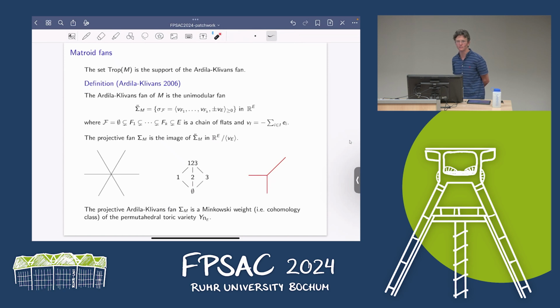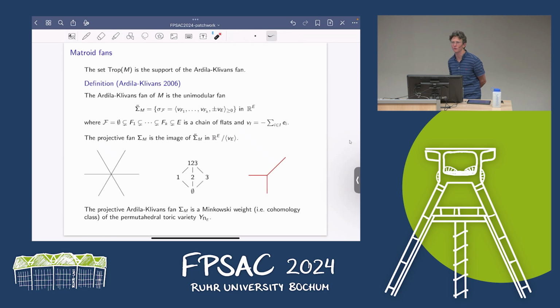in order to conclude the last remark on this slide, that this projective Ardila-Klivans fan, so this is just the image of this fan with the tilde on it in the quotient of the vector space by the all ones vector, is a Minkowski weight of the permutahedral toric variety. So basically it means that with these directions put on the cones, there's a balancing condition that's satisfied that links us to both tropical and toric geometry.